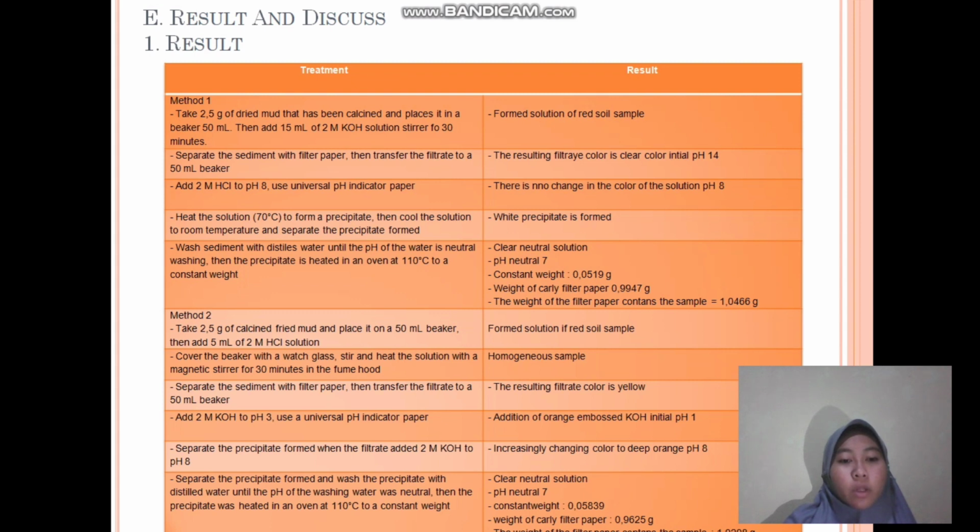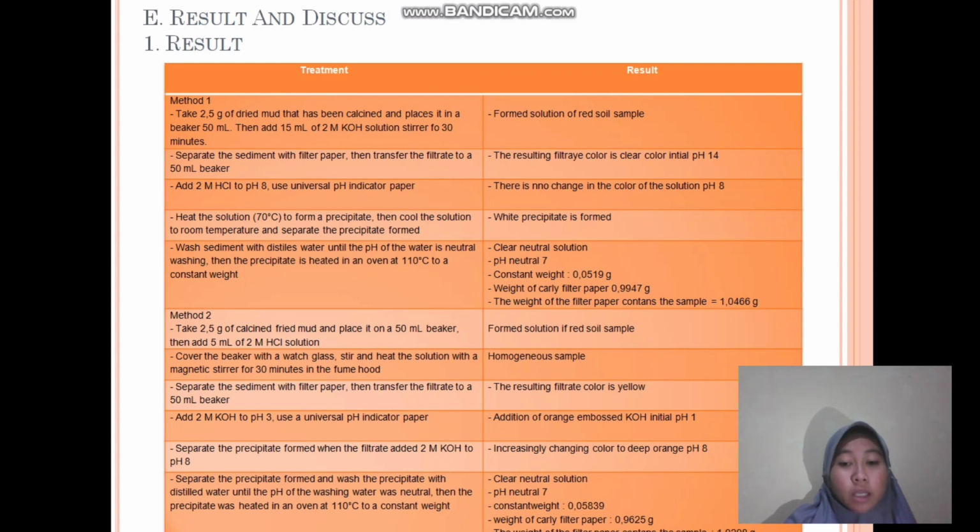Cover the beaker with a watch glass to obtain a homogeneous sample. Spread the sediment with filter paper. The result of the filtrate color is yellow. Spread the sediment, adding 2 M KOH to pH. Result of the addition of KOH, initial pH 1.